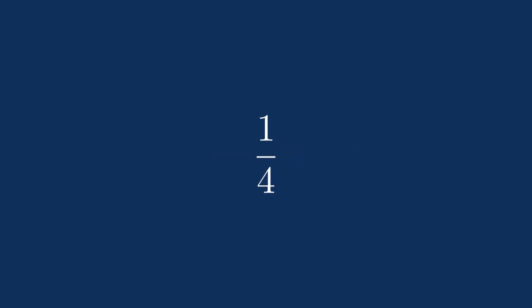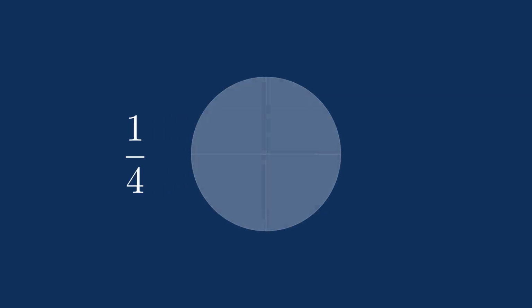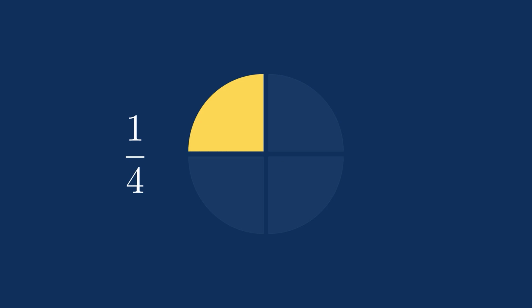Now, let's move to 1/4, written as 1/4. We take our circle again and divide it into four equal parts. If we shade one part, it shows 1/4 of the whole. As we increase the number of divisions, the size of each part gets smaller.